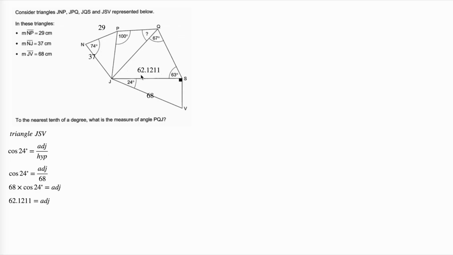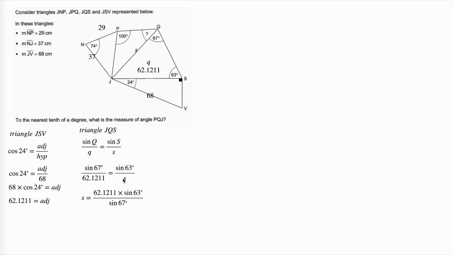Then I'm going to use this information to find the length of J to Q. For triangle JQS, I am going to use the law of sines. This is angle Q, so I'm going to call this side Q. This is angle S, so I'm going to call this side S. I have sine of Q over Q is equal to sine of angle S over side S. Angle Q we know is 67 degrees. We know that side Q is 62.1211. We know that angle S is 63. We're going to use that to find the length of side S.